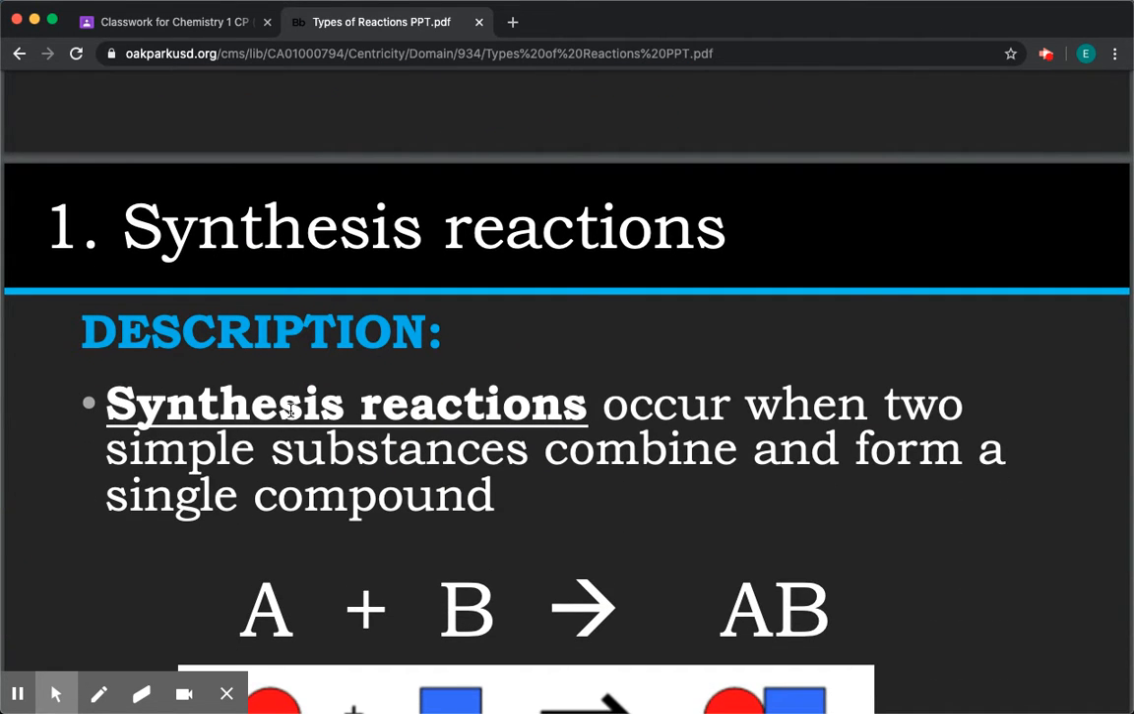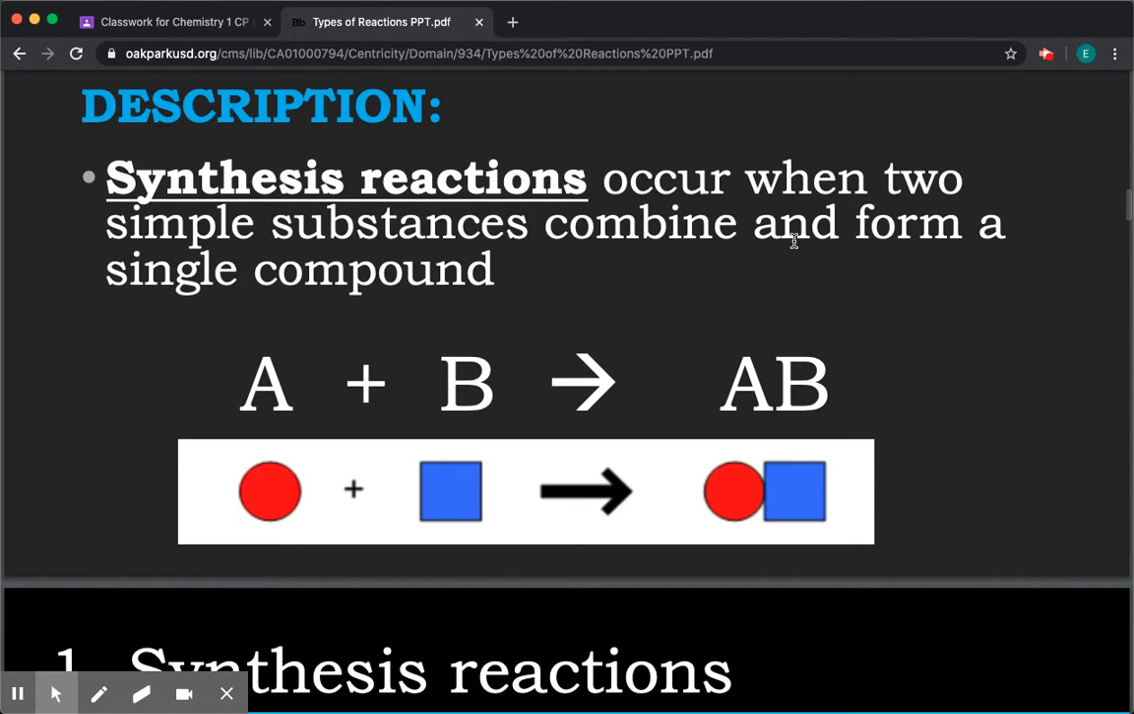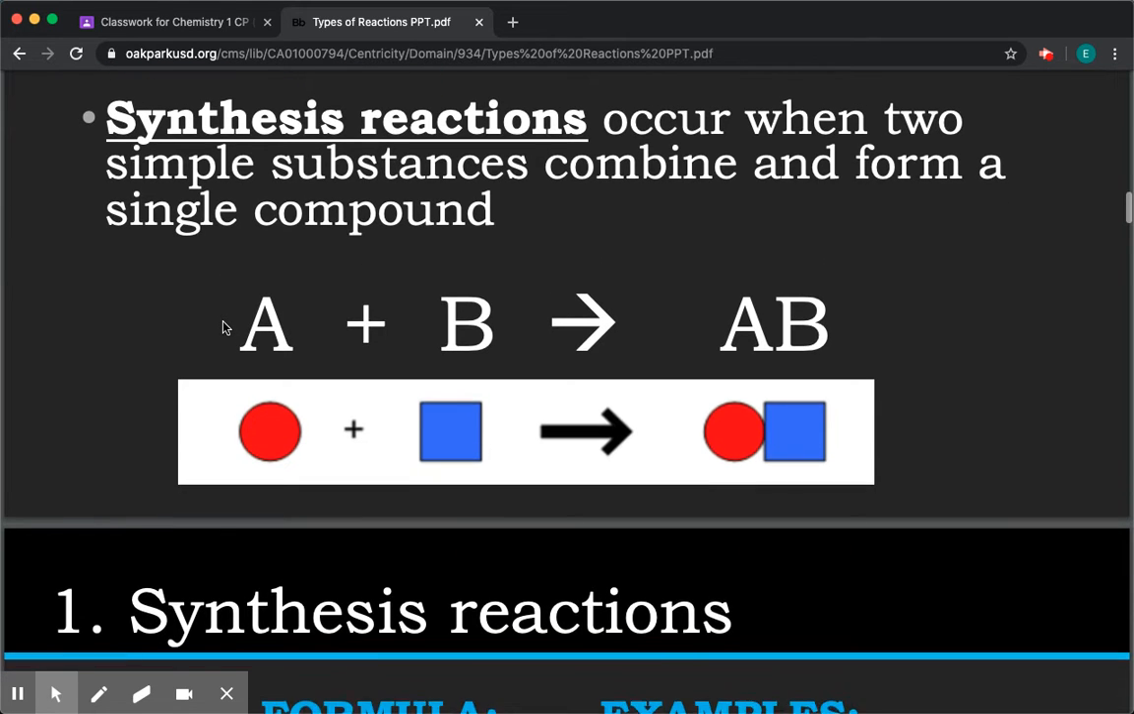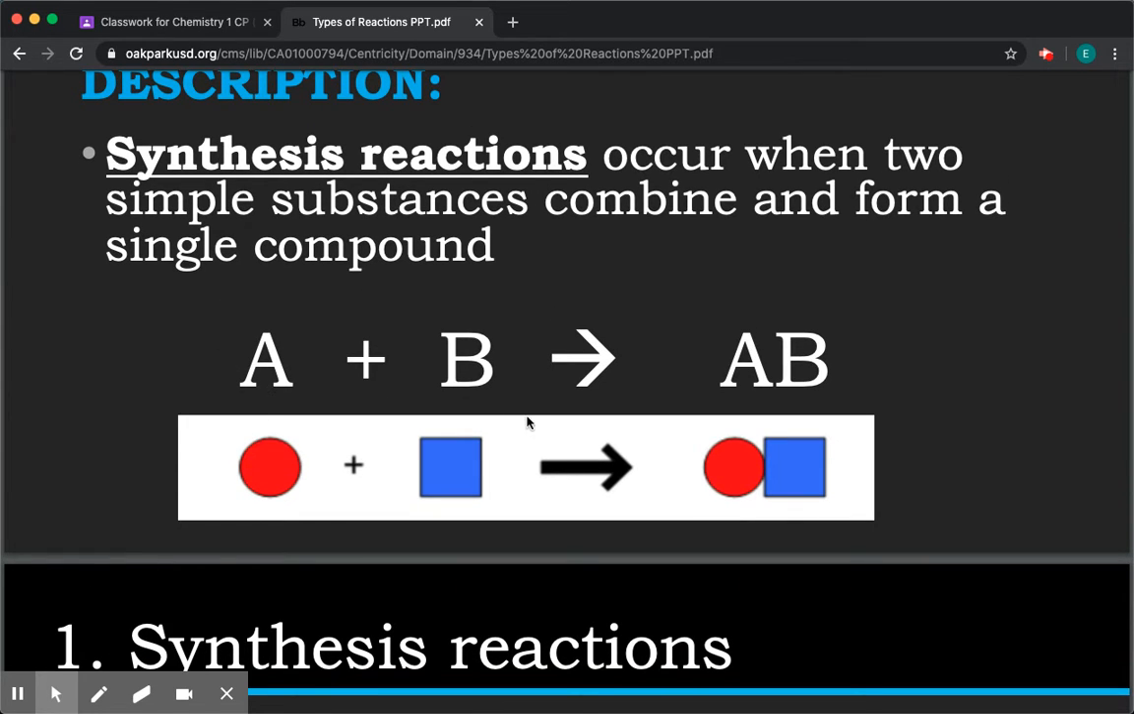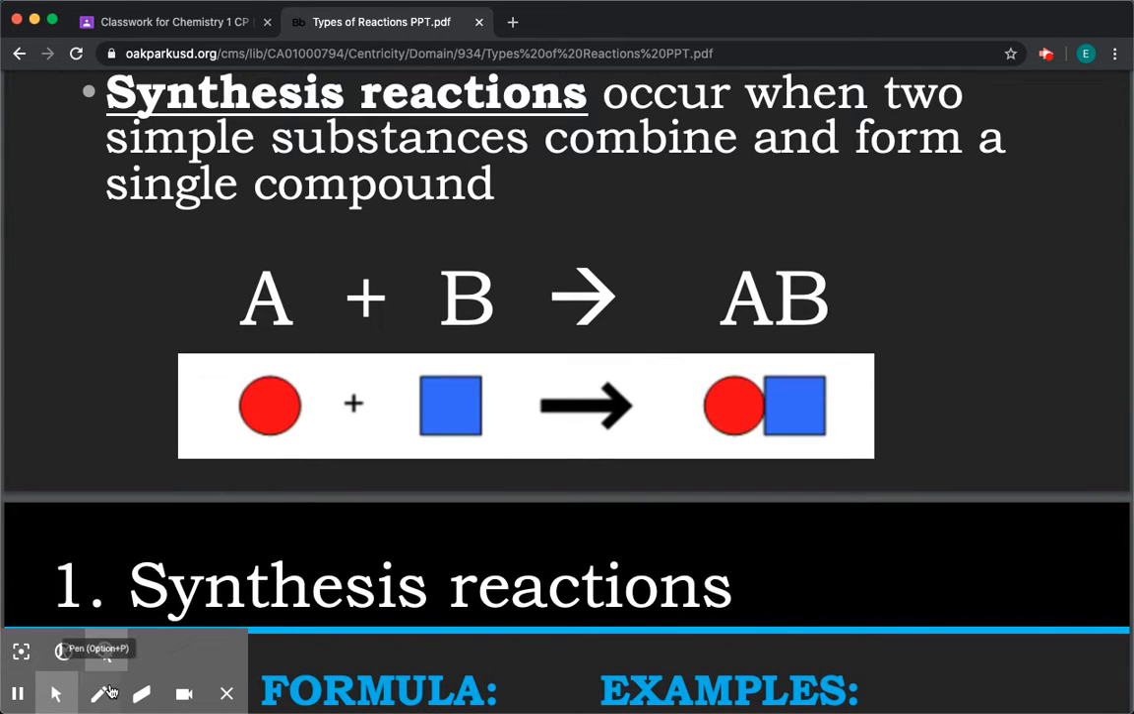So synthesis reactions. It is when 2 simple substances combine and form a single compound. And this is the general formula. A plus B makes AB. Okay. So what is an example? A and B can be anything, but one we commonly look at is water. Blue is not coming up too well, so let's not use blue.